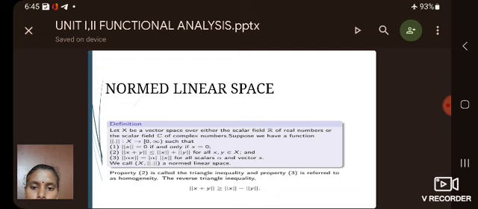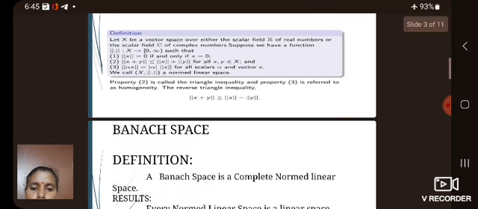Property 2 is called the triangular inequality, and property 3 is referred to as homogeneity. The reverse triangle inequality is: norm of x plus y is greater than or equal to norm x minus norm y.